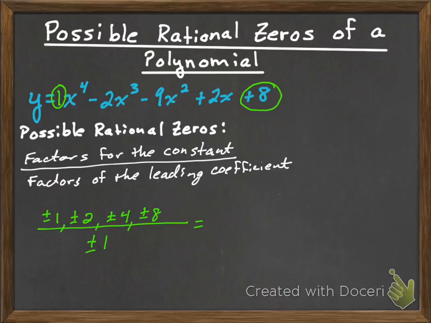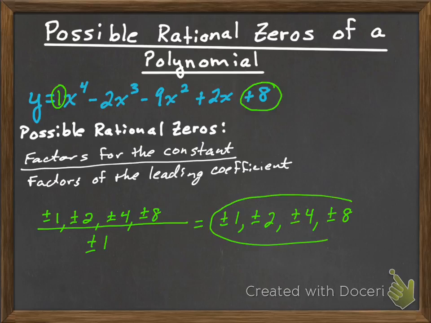Now we can simplify this down by taking the first number and putting it over your denominator, so 1 over 1, and then 2 over 1, and then 4 over 1, and then 8 over 1. So 1 over 1 is just 1, and that's also a plus or minus 1. Then 2 over 1 is 2, and then we have 4 and plus or minus 8.